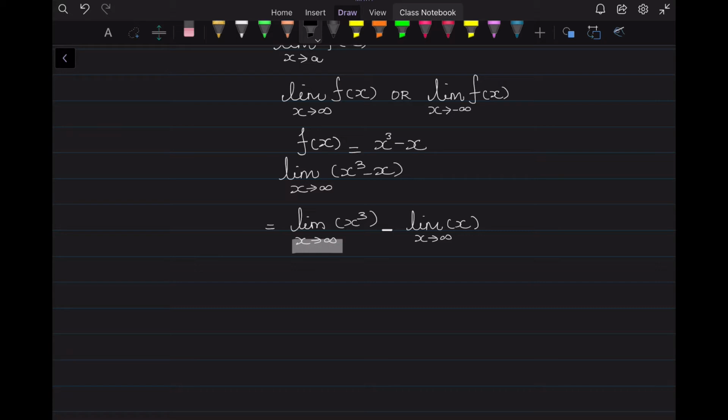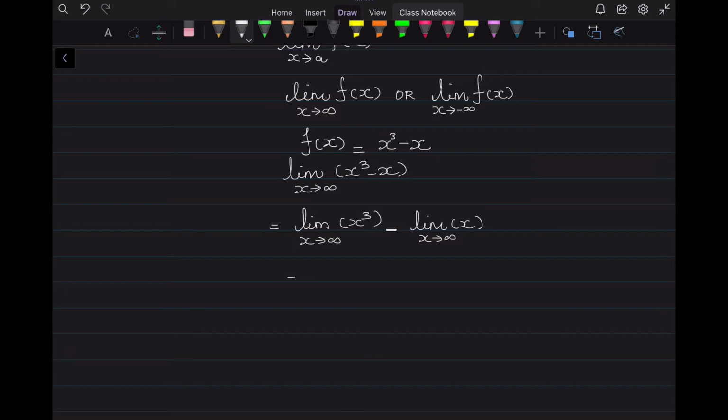Because as x becomes large, obviously x cubed becomes larger than x. So it's reasonable to say that as x approaches infinity, x cubed approaches infinity as well. So this limit is infinity. And this limit is obvious again because here the function is x itself. So as x approaches infinity, this function x approaches infinity. So this limit is also infinity. So we have minus infinity.